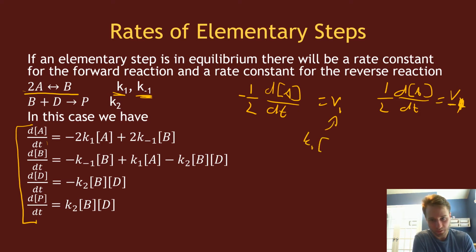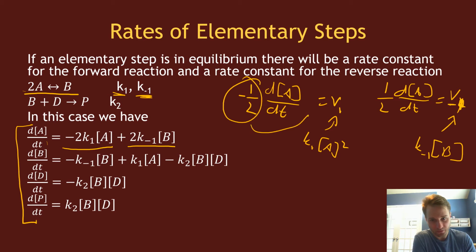which is just K1A squared. And then V minus 1 here is the reverse reaction, and that is going to equal K minus 1 times B. And so that's how we get the final equation here, minus 2K1A squared plus 2K minus 1B, because I have to move this stuff onto the other side. That's where the factor of 2 and the factor of -1 comes from.